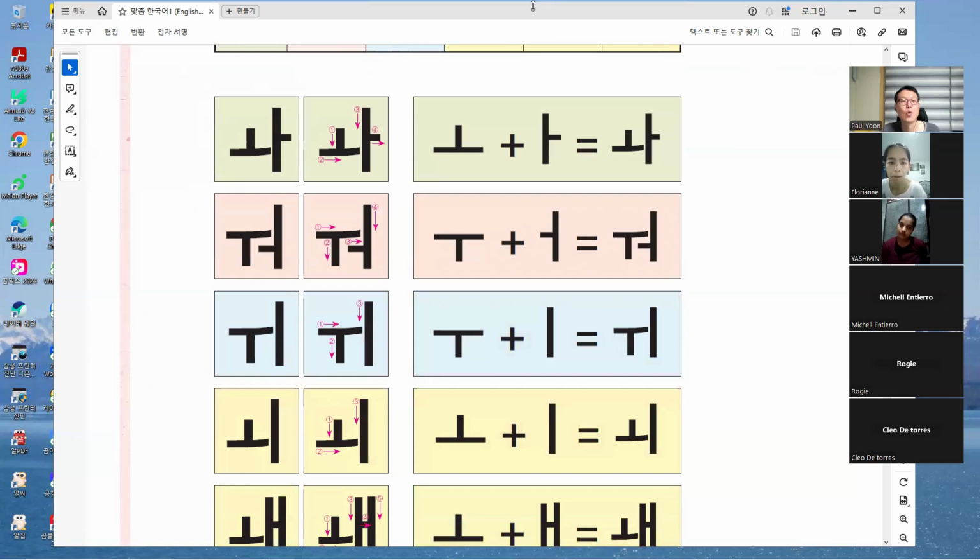At first. Wa. Wa. Outright. One, two, three, four. Wa. Okay. This one is wa. U, O. Wa. So wa. Okay. How to write? One, two, three, four. Wa. Okay. Wa. How about this?